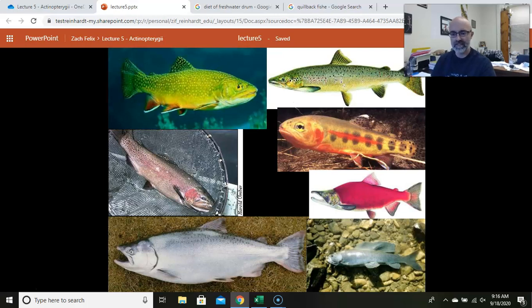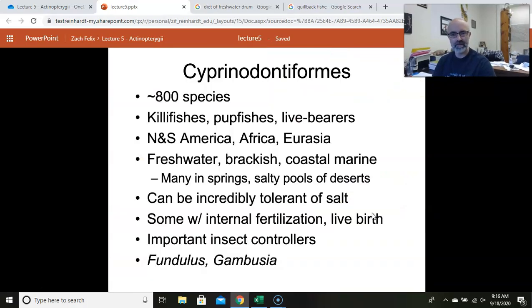Beautiful. As a kid, this is one of those groups that was just fascinating. Graylings, coho salmon, probably cutthroat, brown trout, brook trout, rainbow trout, Atlantic salmon. Yeah, very neat group.